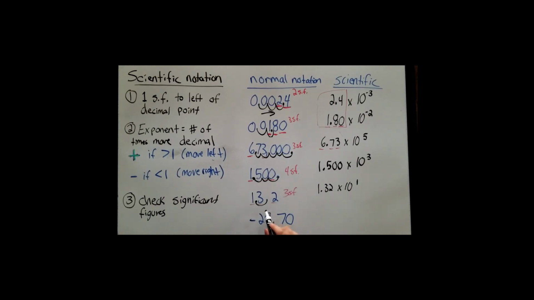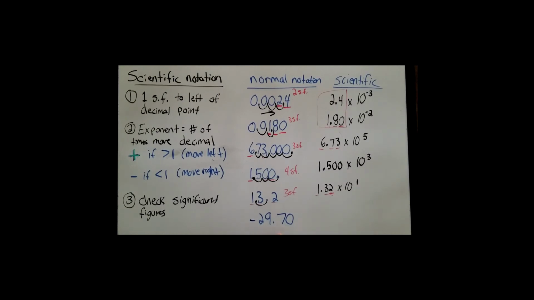Next, we want to figure out if that stays a positive or if it needs to be a negative. Well, I moved to the left, so it's going to be positive. Also, my original number of 13 was greater than 1. Okay, so this would be the correct answer. 3 sig figs here in the normal notation form and 3 sig figs in the scientific notation form.